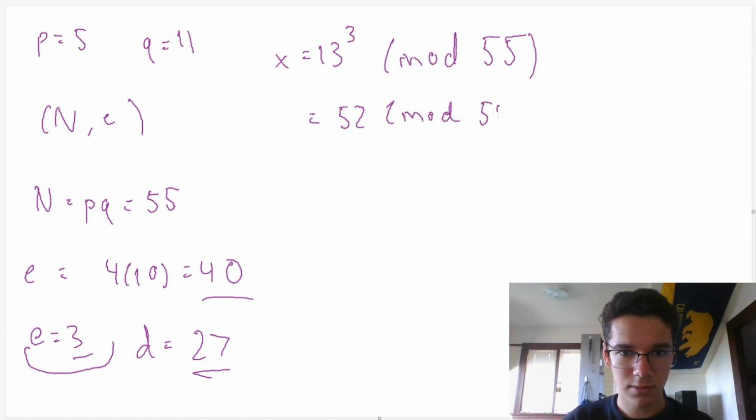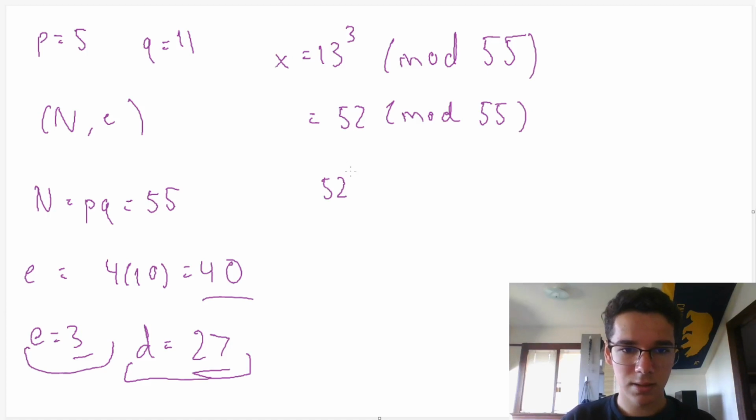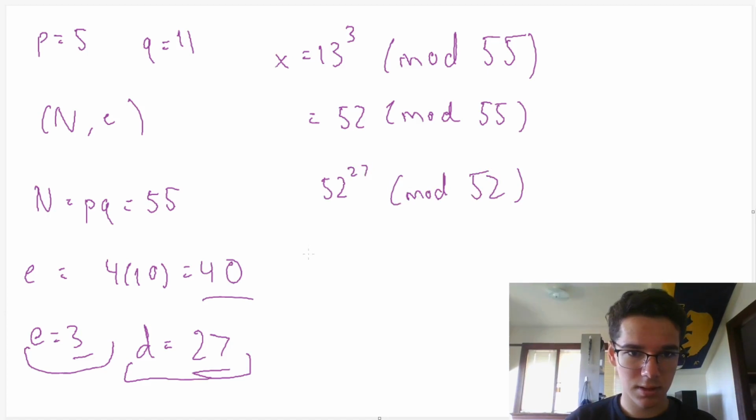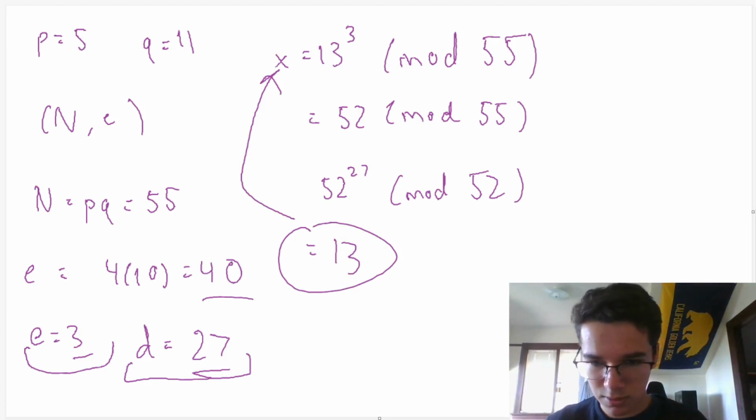In this case, this would be equal to 52 mod 55. Okay, and now if Bob wants to decrypt that message, he's going to have to take 52 and raise it to the power of the inverse of E mod P minus 1 times Q minus 1. You just sort of have to trust that this will actually yield 13 back again, which is what our original message was. Okay, and we're going to prove why this works in a little bit.